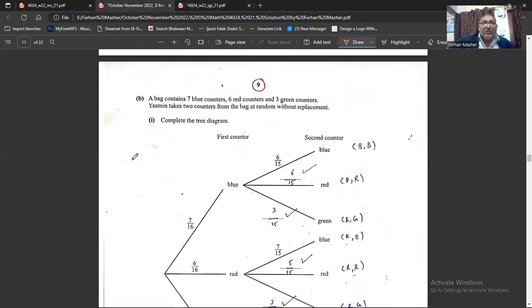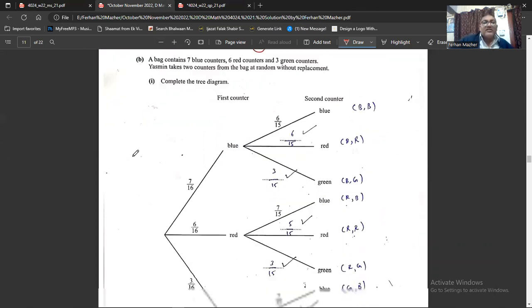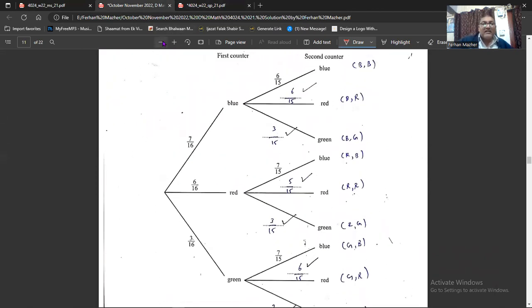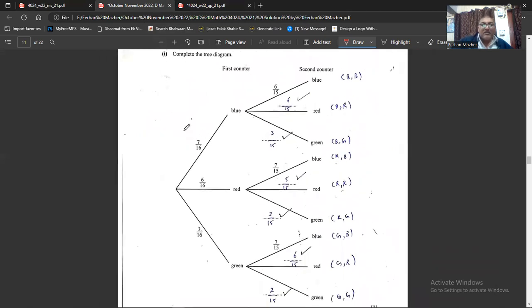Okay. So the blue are 7, the red are 6, and the green are 3, and the total is 16. So at the first counter, blue will be 7 by 16, red will be 6 by 16, and green is 3 by 16. If one blue is already out, then the total will decrease by 1. So now the total will be 15.